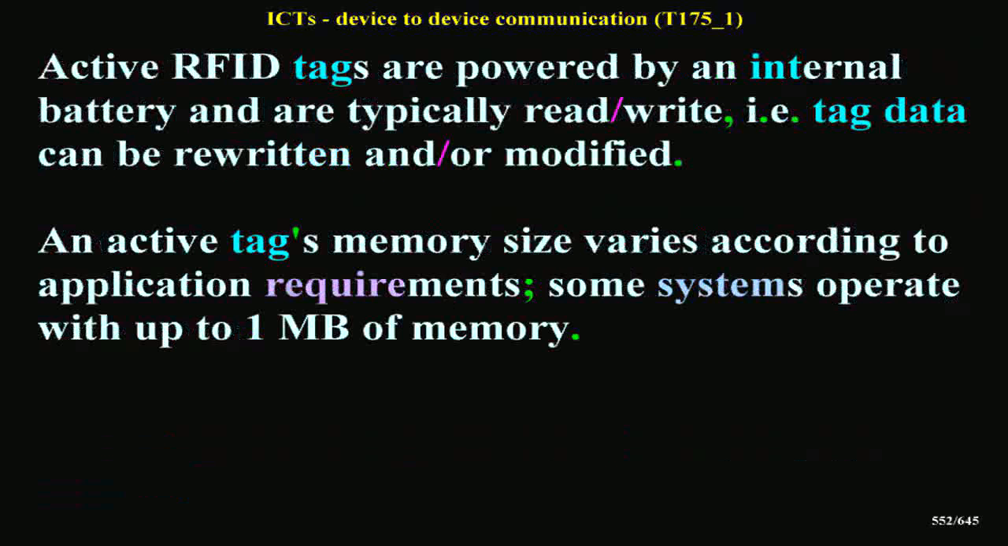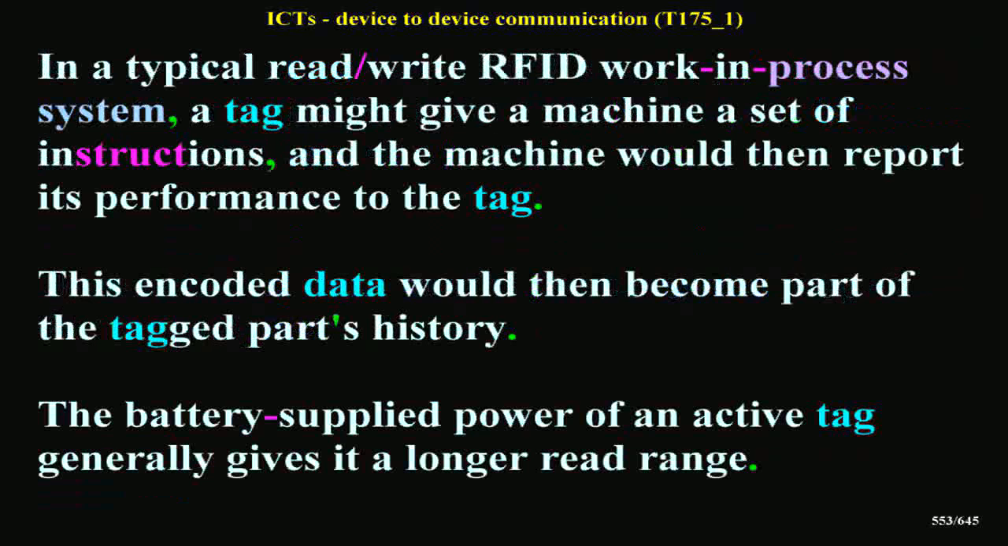RFID tags are categorized as either active or passive. Active RFID tags are powered by an internal battery and are typically read/write, i.e. tag data can be rewritten and/or modified. An active tag's memory size varies according to application requirements. Some systems operate with up to 1 megabyte of memory. In a typical read/write RFID work-in-process system, a tag might give a machine a set of instructions, and the machine would then report its performance to the tag. This encoded data would then become part of the tagged part's history.